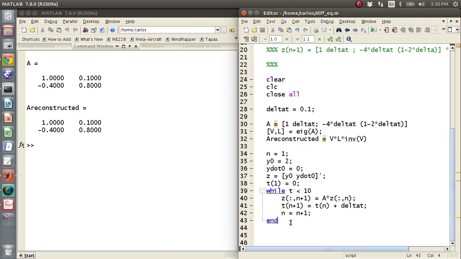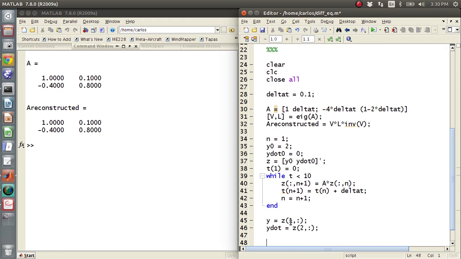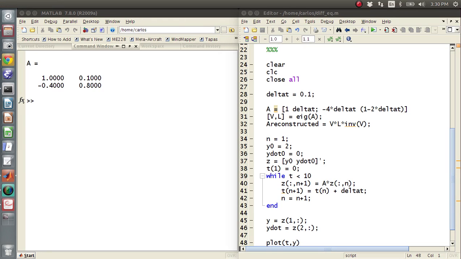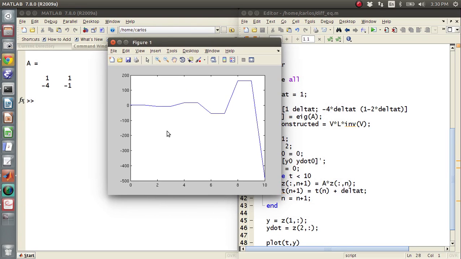So what I'm going to do real fast, before I show why I did that, is come down here and say Y is Z of the first row, all columns. Y dot is Z of the second row, all columns. And I'm going to plot T comma Y. And let me make my time step 1. So here is my simulation, and it blows up, right? So let's investigate what happens. Well, we'll take a good look at this graph real quick.